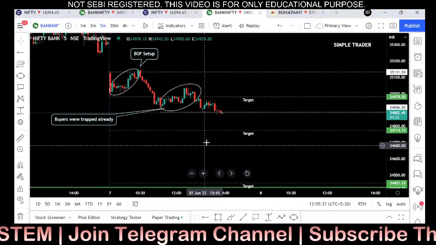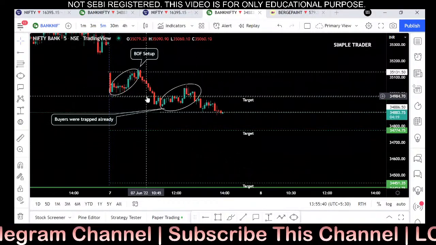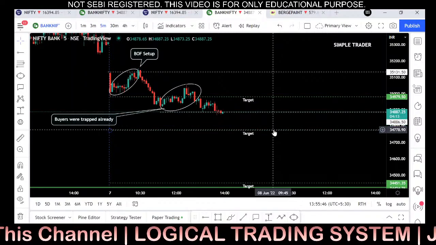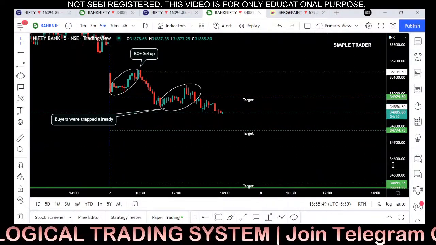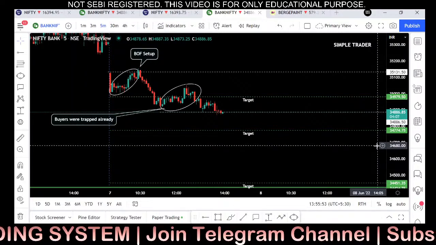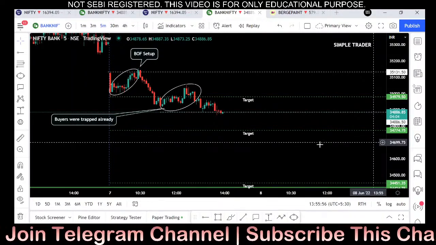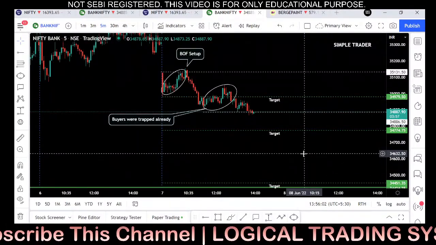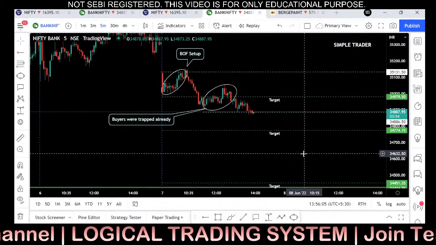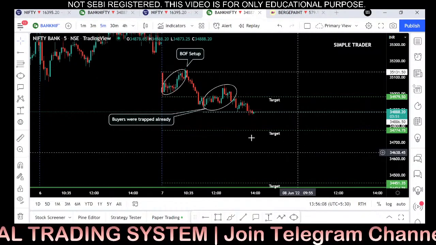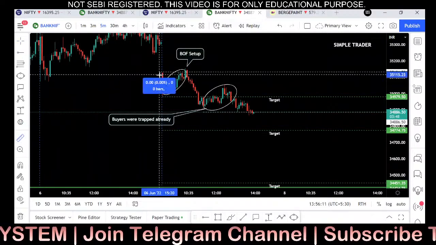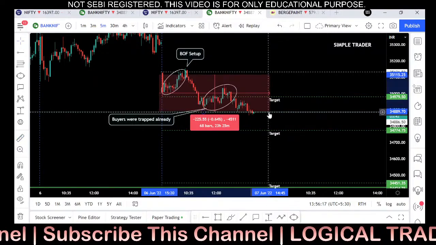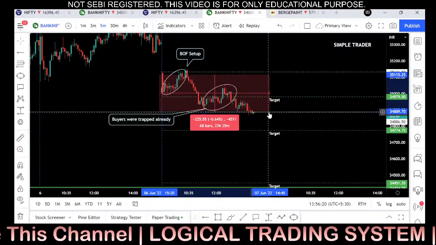So you can see the targets. The first target is already done, and the second target is yet to be reached. But I'm not too confident in this setup because the momentum is getting weaker and weaker. But still, I'll bet with sellers by reducing the SL to cost. Right, so once you entered in the BOF setup here, 200 points is already done just for keeping a 40 points SL. Very simple setup.